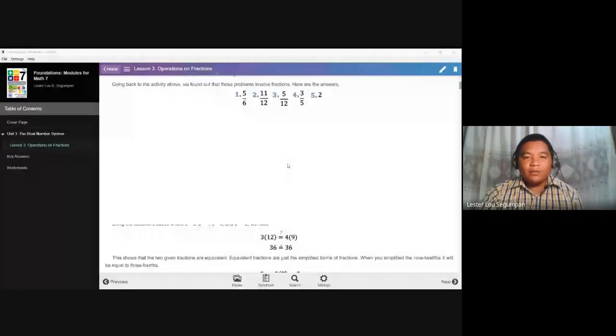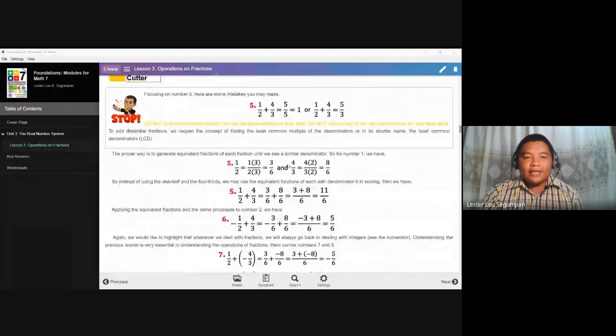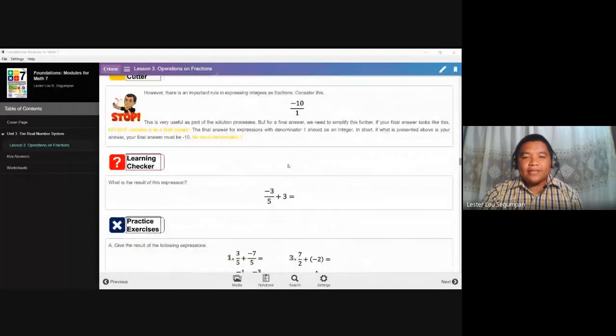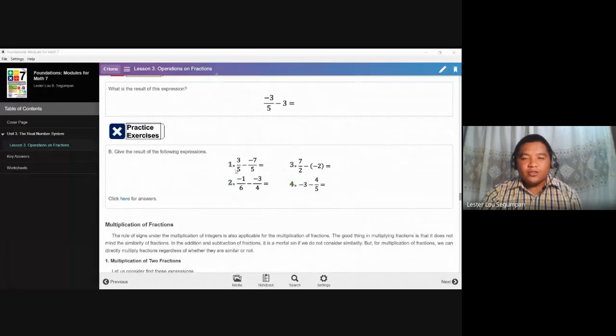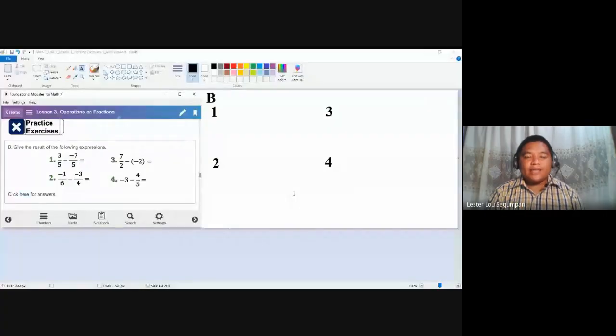Let us see the material already opened in the Kotobee Reader application software. We are not going to talk again about the items here, but we will go immediately to practice exercise B, which is concerned with the subtraction of fractions. These 4 problems are presented in the next window. I will open the Paint application software right now. So these are the items found in practice exercise B.